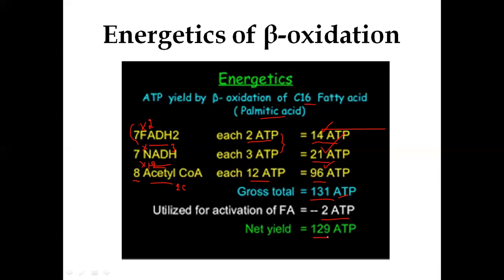So the energy yield by its oxidation is 129 into 7.3 calories, which releases 940 calories of energy. This is how the palmitate, which is 16 carbon, will undergo 7 reactions of beta oxidation and release 8 molecules of acetyl CoA, and they are the rich source of energy in the cell.